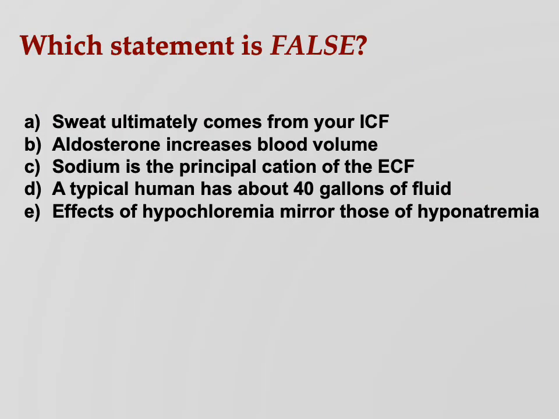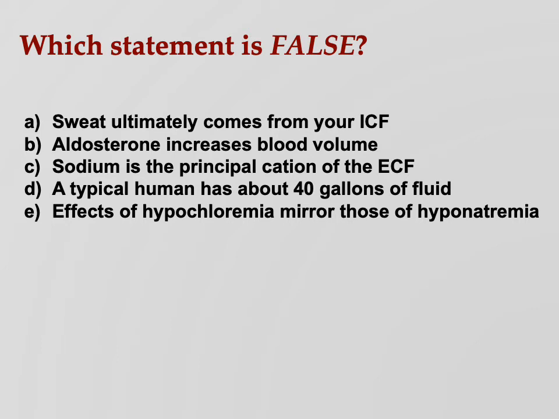Which statement is false? Sweat ultimately comes from your ICF. Aldosterone increases blood volume. Sodium is the principal cation of the ECF. A typical human has about 40 gallons of fluid. Effects of hypochloremia mirror those of hyponatremia. Okay, stop the video. Wait until you can answer it, and then answer it, okay?